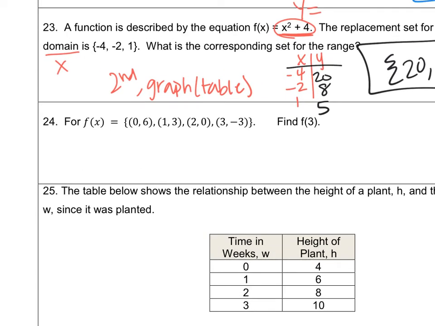Problem 24 gives me 4 points and asks me to find f of 3. 3 is an x value, so I go to where x is 3 and I write down the y.